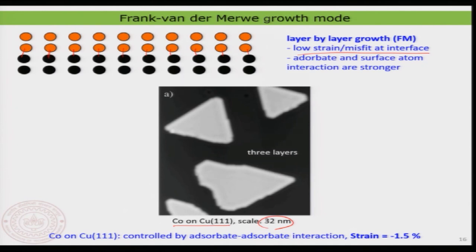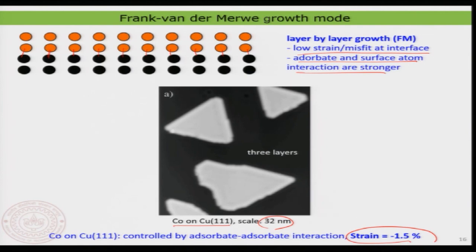That also means that here the adsorbate and surface atom interactions are strong in some sense, but of course I also told you that some kind of balance also happens. At the end, the strain is very, very small in this particular case, and that is the reason why you can form this kind of layer growth.